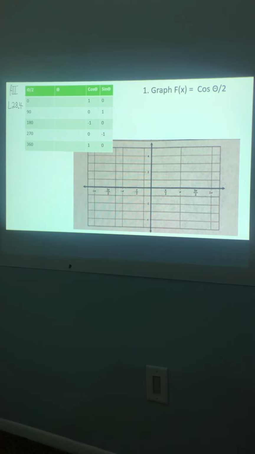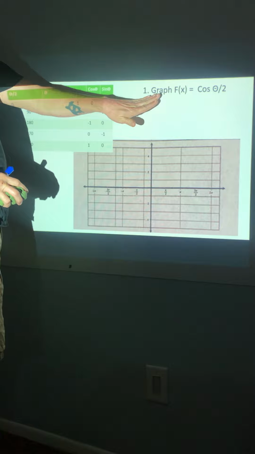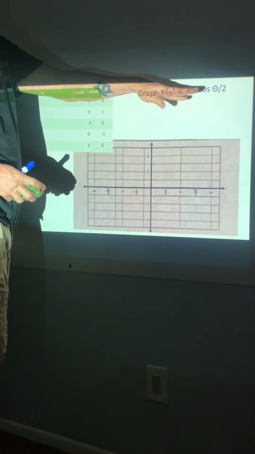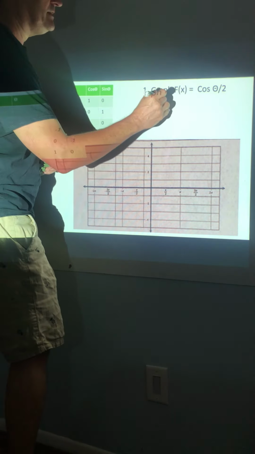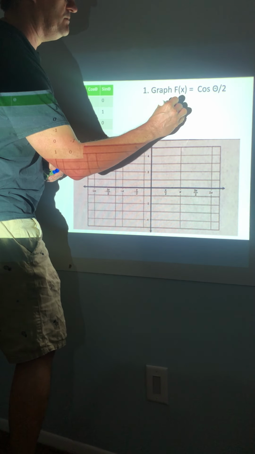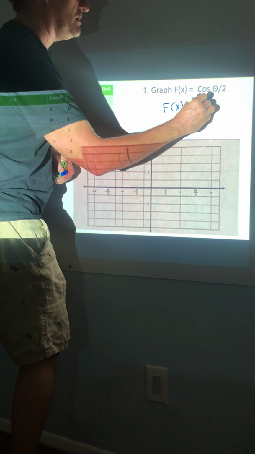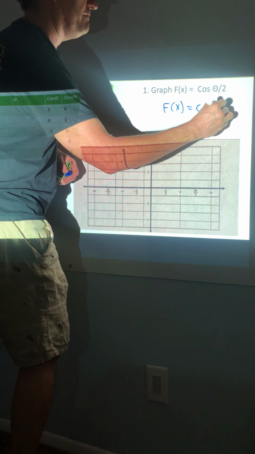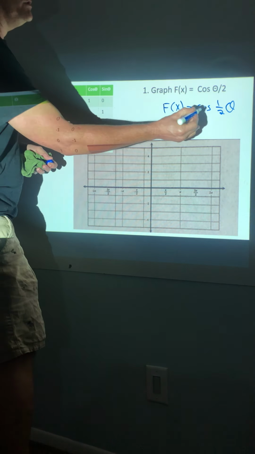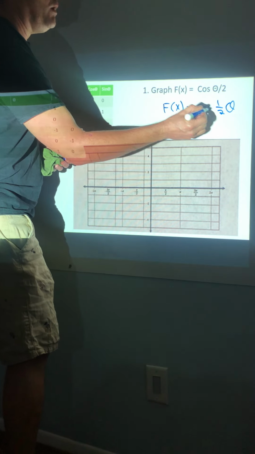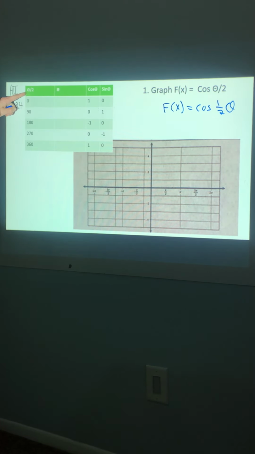Okay, so look, let's make life easy. I want you to graph f of x is cosine of theta divided by 2. Okay, and don't let that bother you. That's also the same thing as saying the cosine of 1/2 theta. So look, they put a number on that theta, 1/2. So in your chart, put 1/2 theta. Remember, this is the same thing as 1/2 theta. You are going to purposely make your domain here, your x's, 0, 90, 180, 270, 360.